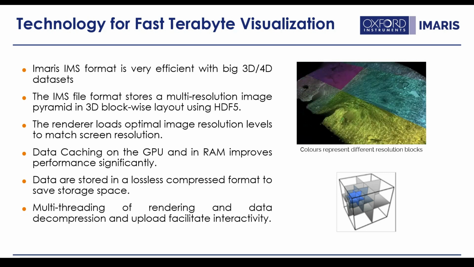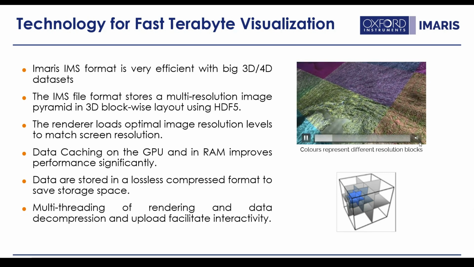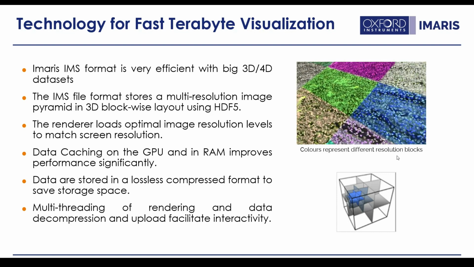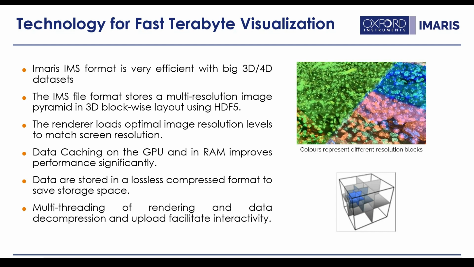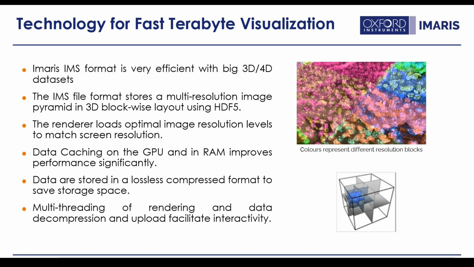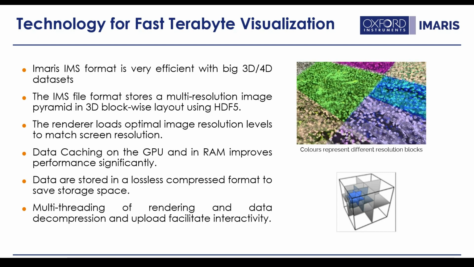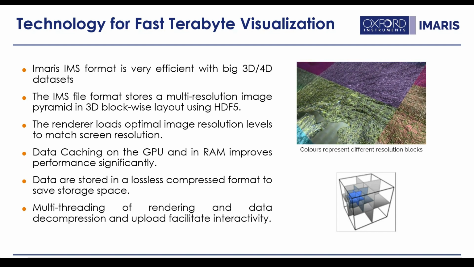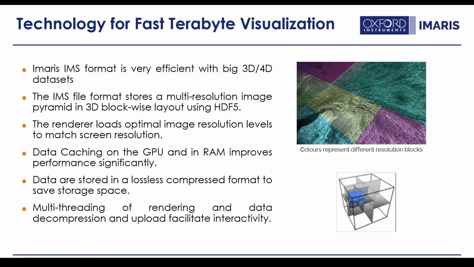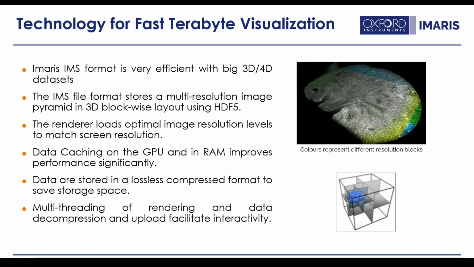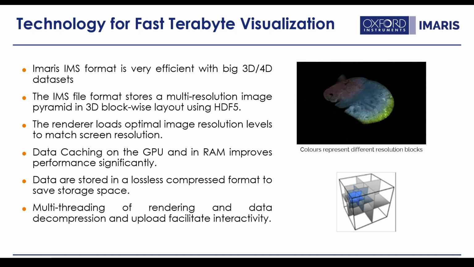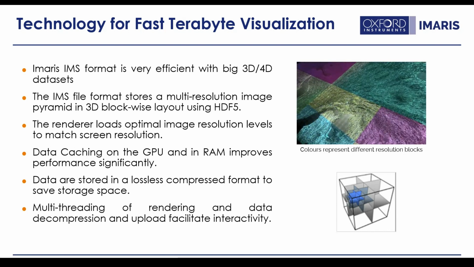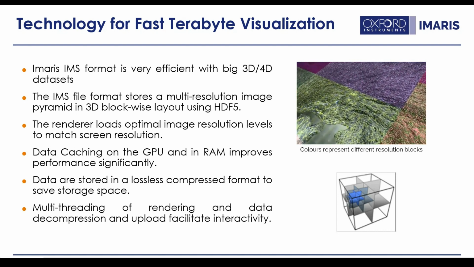On the right-hand side, you see a video where you see actually the blocks in false coloring. Once we zoom in, the blocks get smaller. That means higher resolution. If you zoom out, the blocks get larger, so lower resolution. So we do actually a very smooth handling of these big datasets into the graphical memory and into the RAM of the computer.